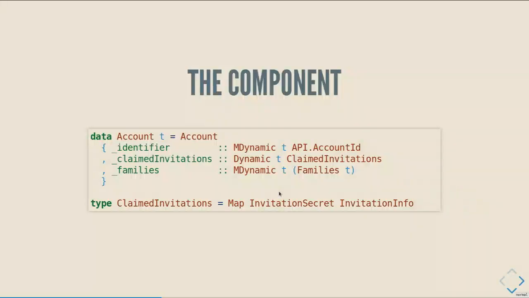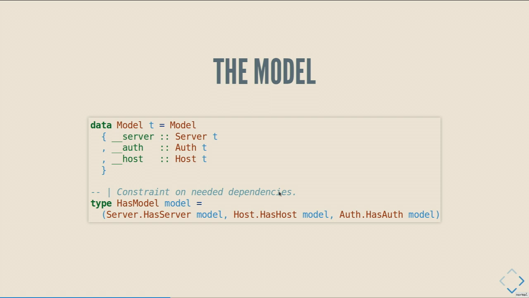The component is this account. It has an identifier. It has claimed invitations, which are the invitations the account currently has claimed, and the families it's currently a member of. Well, now the interesting part, the model.